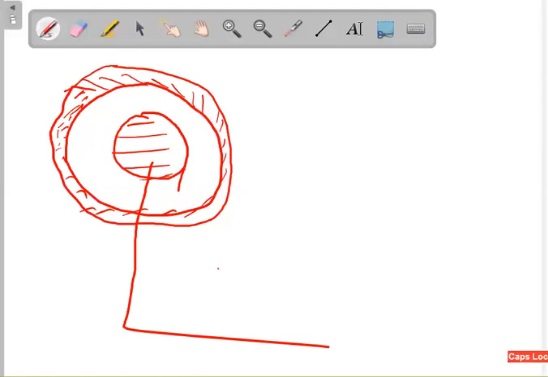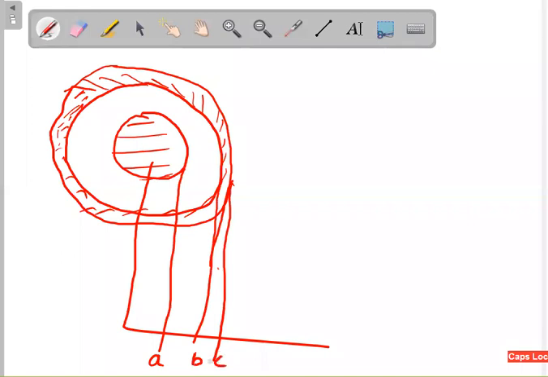Say this is your radius A, this is the inner radius of the outer ring B, and this is your radius C. Then what is the limit? What is the electric field nature? Just try to find out the electric field for this shape.